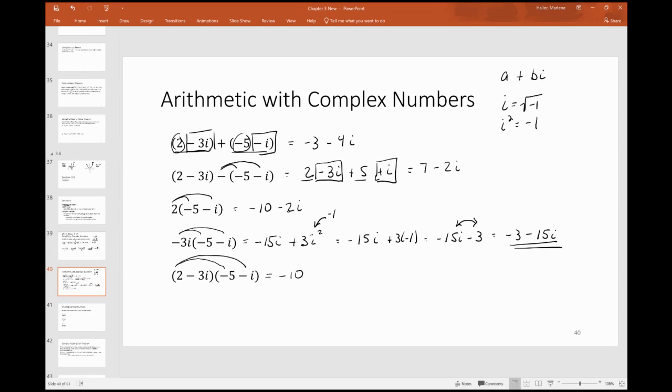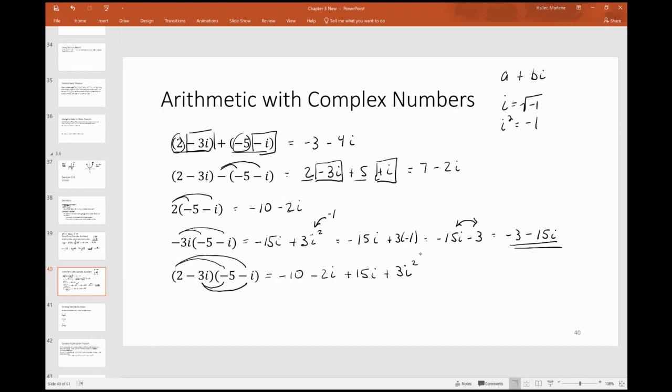Then we're going to multiply 2 and -i, and that'll give us -2i. All right, I'm going to have to multiply the -3i with a -5, so that'll give us a positive 15i. And then lastly, we want to multiply that -3i with the -i, and that will be positive 3i squared.